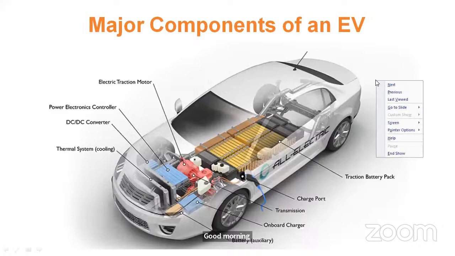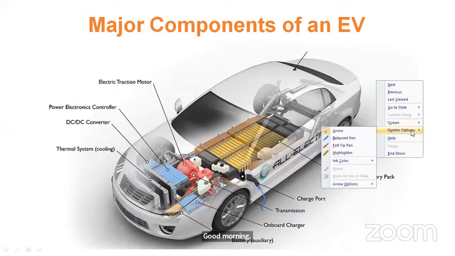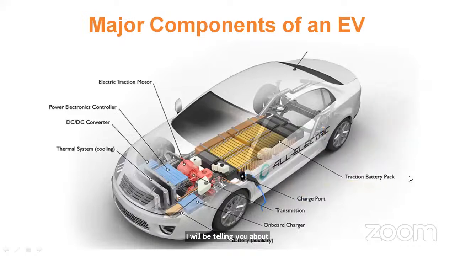In a pure electric vehicle, we have a few major components, right? And what are these major components? I will be telling about those also. First major component we have is the traction battery pack. This traction battery serves as energy storage, and it supplies the energy to the vehicle for running on the road. We have charging ports.